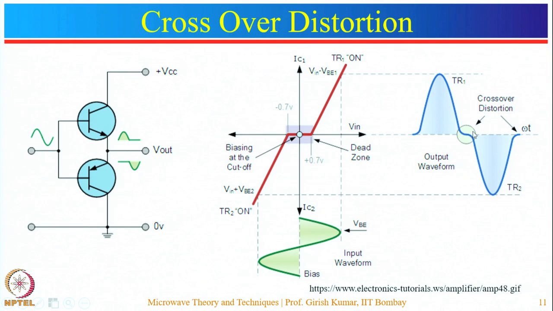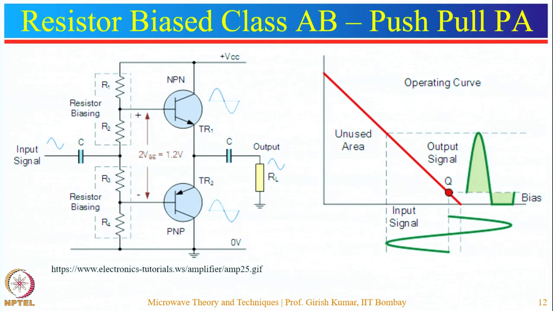So in this case the output waveform will not be a replica of the input, or it will not be a complete sinusoidal waveform. So this type of distortion is known as the crossover distortion. This type of distortion can be reduced by shifting the operating point slightly towards the active region. So that type of amplifier is known as the class AB amplifier.